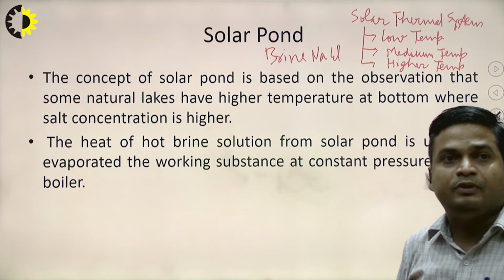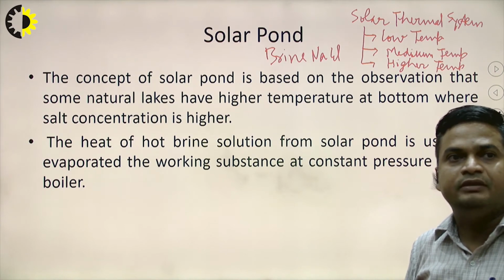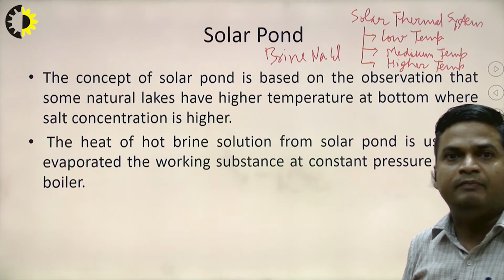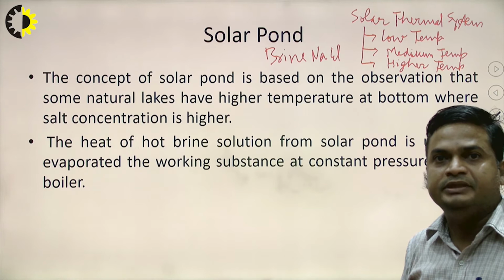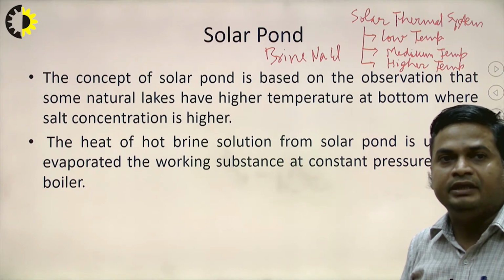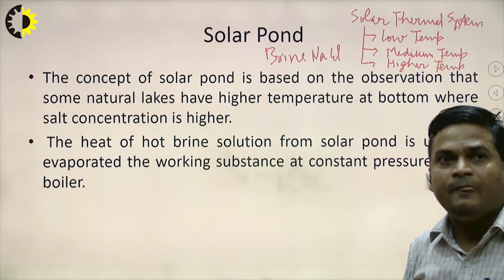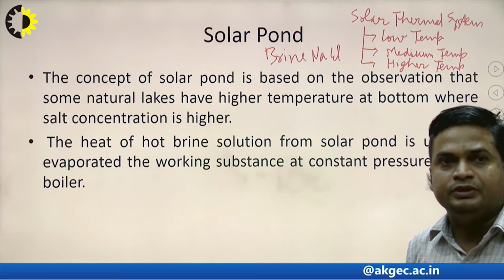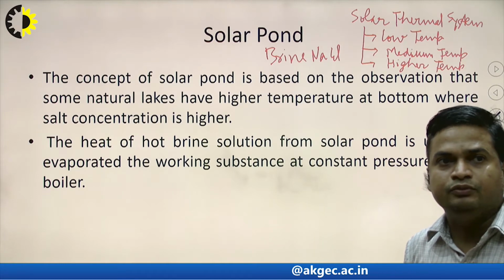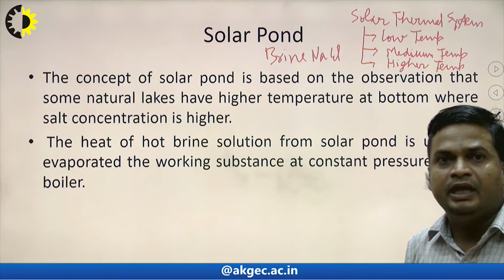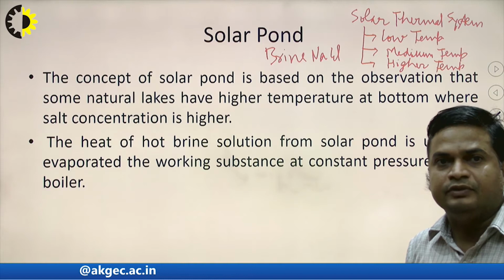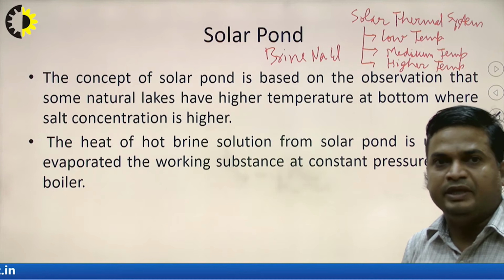The concept of the solar pond is based on the observation that some natural lakes have higher temperature at the bottom where the salt concentration is higher. Means at the bottom the salt concentration is higher than at the upper surface. The heat of the hot brine solution from the solar pond is used to evaporate the working substance at constant pressure in the boiler, converting water into steam for some useful application.